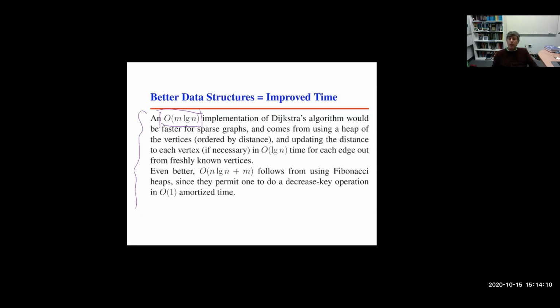Any questions about it? Okay, any questions about finding shortest paths? Okay, Dijkstra's algorithm, why it's a good thing.